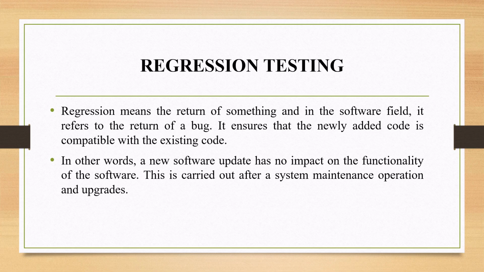Regression means the return of something, and in the software field it refers to the return of a bug. It ensures that the newly added code is compatible with the existing code. In other words, a new software update has no impact on the functionality of the software. This is carried out after system maintenance operations and upgrades.